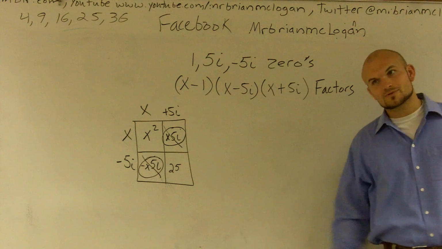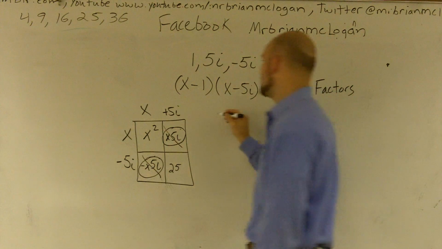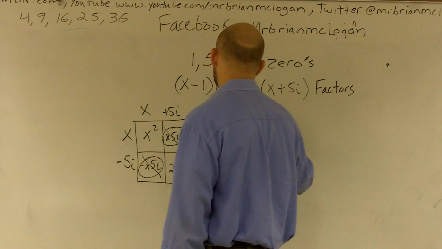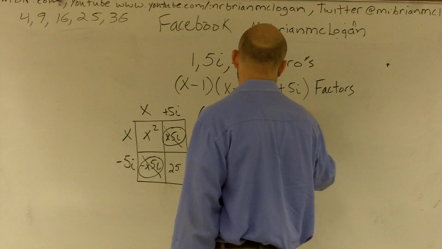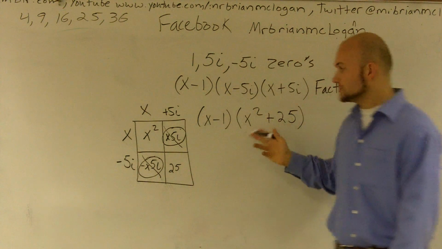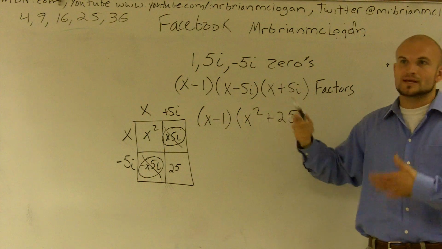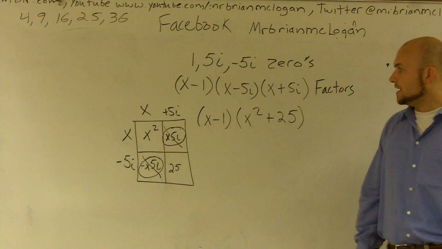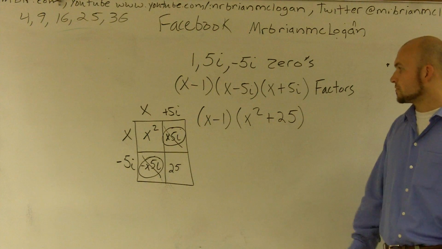So guess what? It's a difference of 2 squares, right? Therefore, I know this is x minus 1 times x squared plus 25. It's not a difference of 2 squares in the usual form, though, because the i squared actually made it not a negative. It's supposed to be x squared minus 25, but the i squared must have changed it. But it still is the difference of 2 squares, just not written in the form we're used to.